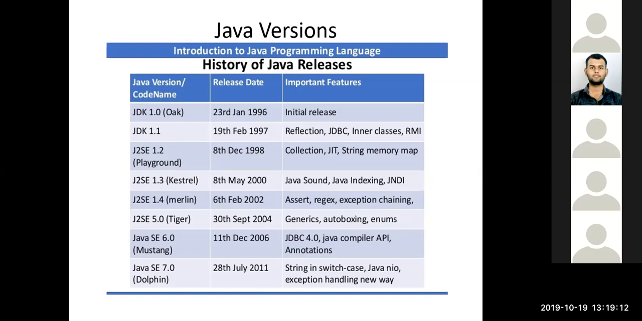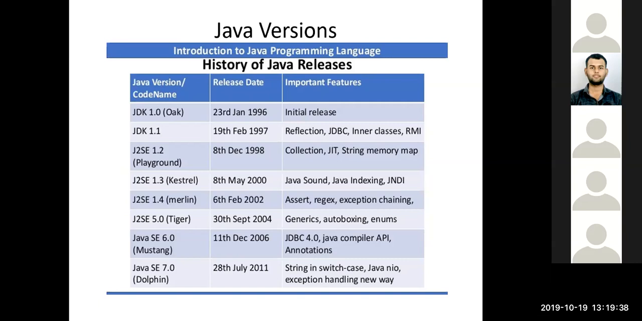Java was initially under Sun Microsystems. Sun Microsystems was a company which brought this Java application to the community as open source. Later on, that was acquired by Oracle.